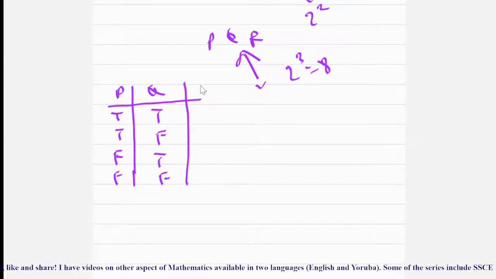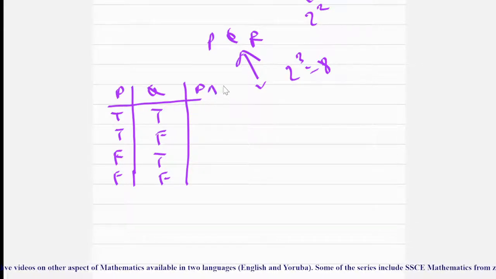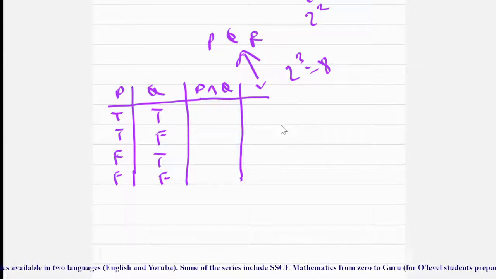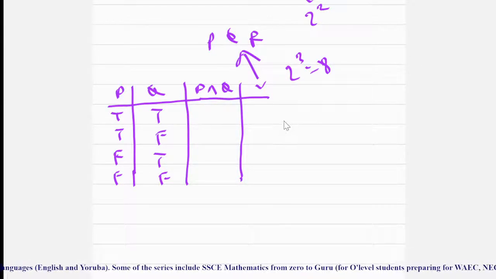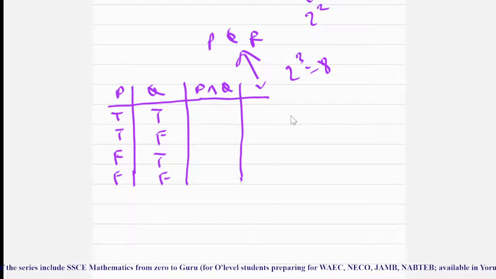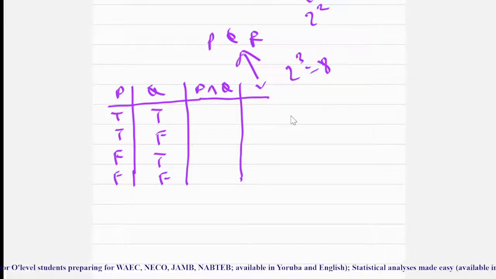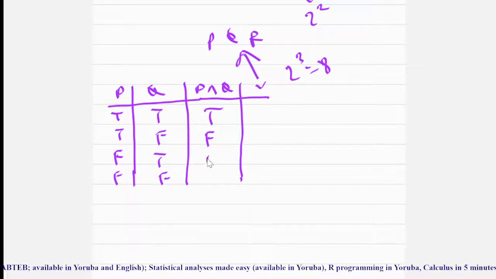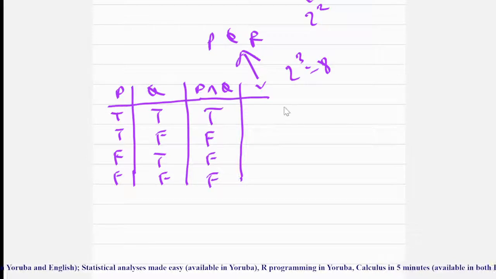So if you want to use your conjunction connective, that is, you want to connect statements P and Q together with conjunction or and, then the only time the conjunction, the pairing of those two statements together, is going to be true is when both of them are true. Otherwise, any other combination will be false. So true here will be true, other combinations will be false. I explained why. Refer to my videos on the truth table.